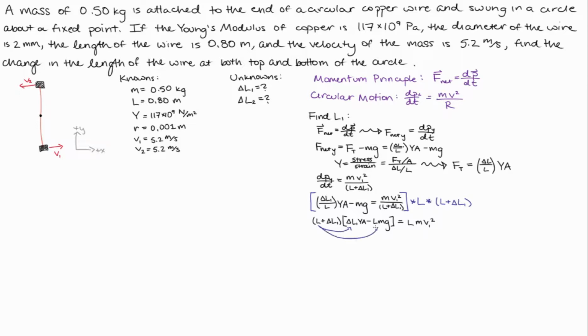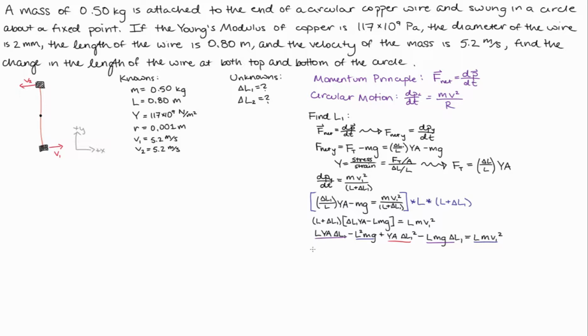Foiling out the expression on the left-hand side of the equation gives us Lya delta L1 minus L squared mg plus Ya delta L1 squared minus Lmg delta L1 equals Lmv1 squared. We see that this expression includes terms with delta L1 squared, delta L1, and with no delta L1. This is a quadratic, which we can rearrange by grouping terms by their power of delta L1. Now pause the video and do this regrouping yourself.